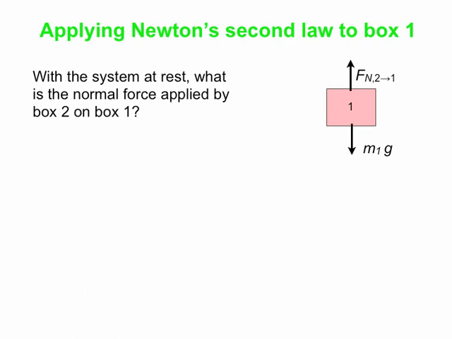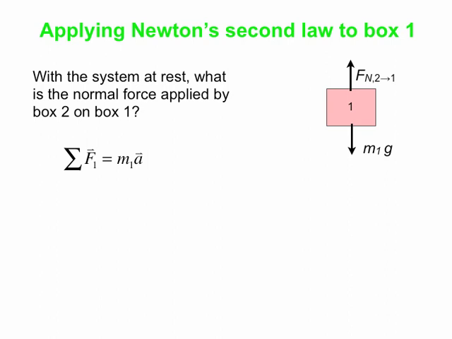Okay, on to do some calculations. This is where we bring in Newton's second law. So we go back to box 1's free body diagram. Two forces, they're equal and opposite. So what is the normal force applied by box 2 on box 1? Okay, so here we go. We write down Newton's second law. Sum of all the forces added up as vectors on box 1 is the mass of box 1 times box 1's acceleration. So that's just Newton's second law.